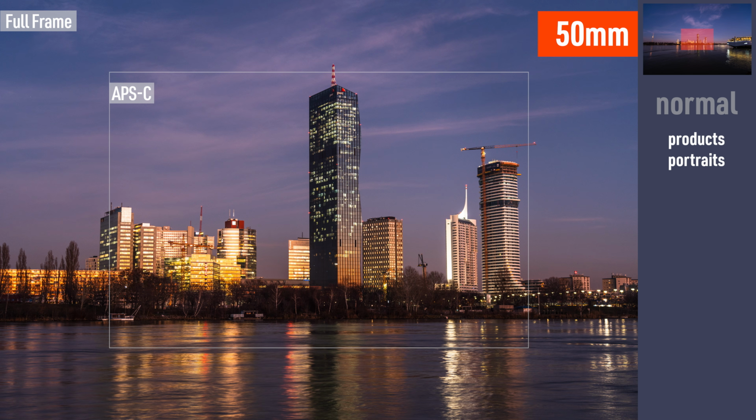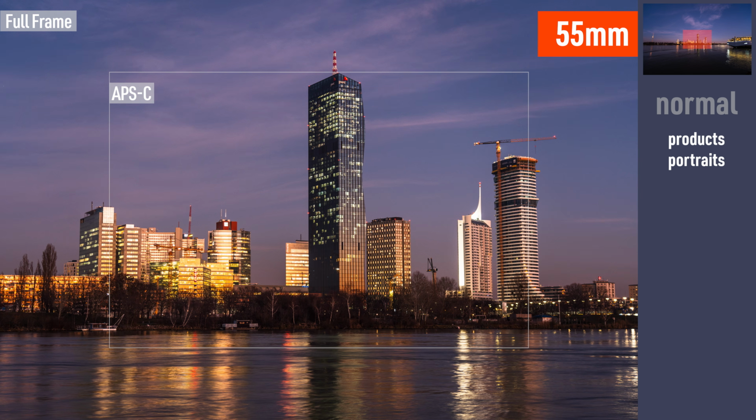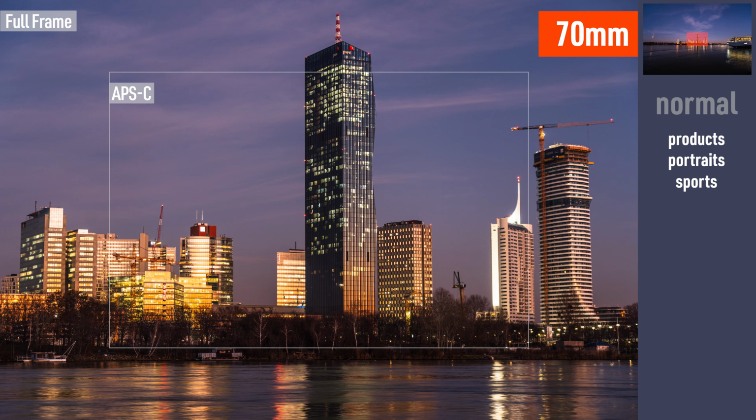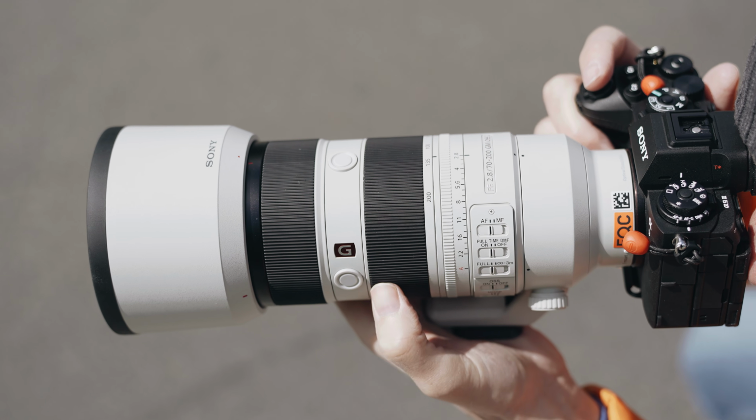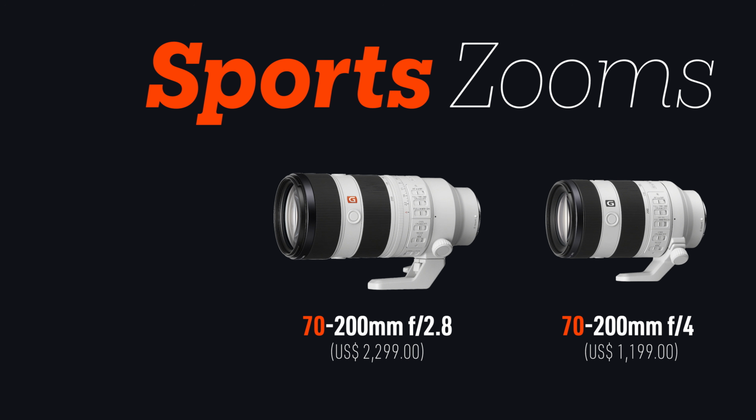Since we have just talked about kit lenses, let me throw in the longer end of most kit lenses at 55mm. Next is 70mm, which is the starting focal length of many of the popular sports lenses, which range from 70mm to 200mm, like the 70 to 200mm f2.8 and the 70 to 200mm f4.